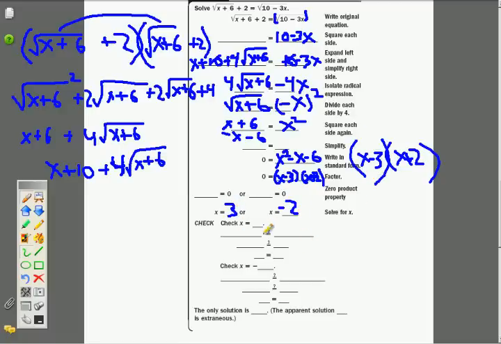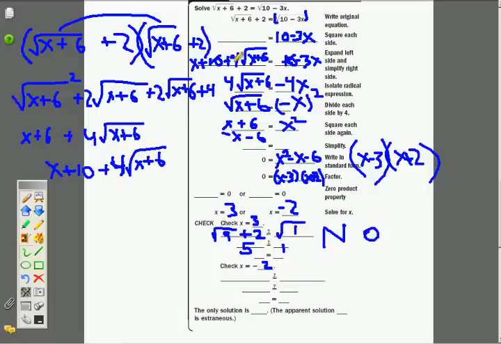All right, let's check 3 first, and we'll check negative 2 second in my original. So 3 plus 6, the square root of 3 plus 6 is the square root of 9 plus 2. Does that equal the square root of 10 minus 9? 10 minus 3 times 3 is 9. So 10 minus 9, that's the square root of 1. Does 3 plus 2, which is 5, equal 1? No.